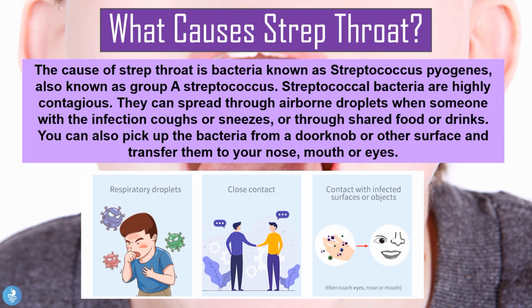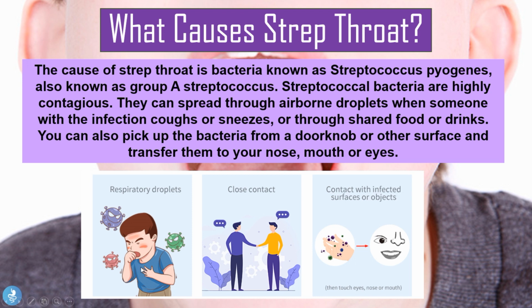Streptococcal bacteria are highly contagious and they can spread through airborne droplets when someone with the infection coughs or sneezes, or through shared food and drinks. One can also pick up the bacteria from a doorknob or other surface and can transfer them onto their nose, mouth, or eyes.